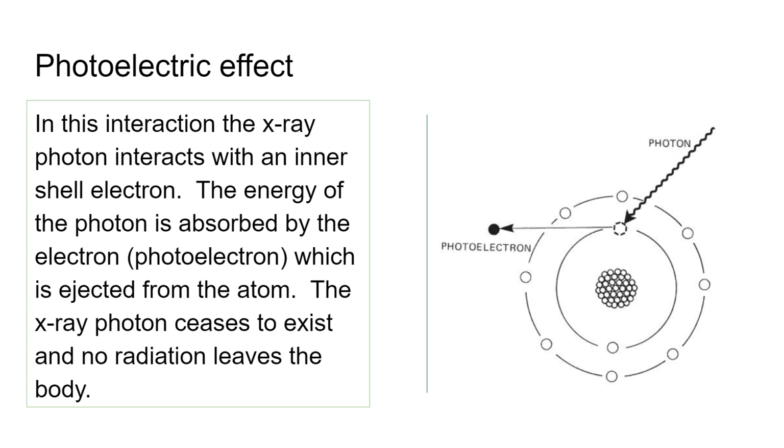What else is going on in this picture? That's it. Where'd the photon go? It stopped. It's gone. All of its energy has been transferred to 2 places. It's gone into overcoming the binding energy between the electron and the nucleus to begin with. And then the rest of the energy is given to this photoelectron that's now flying off.